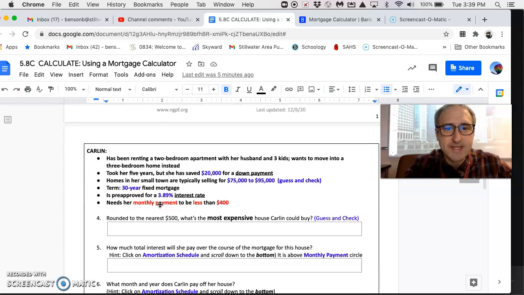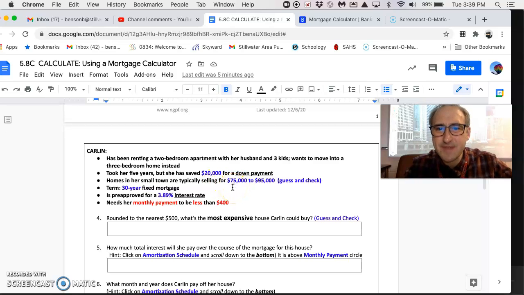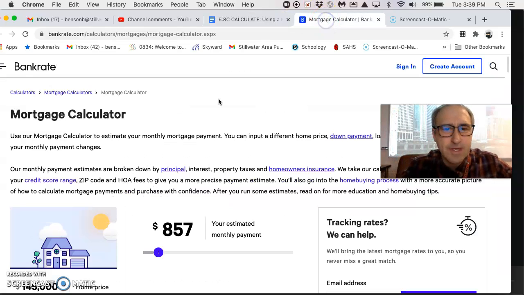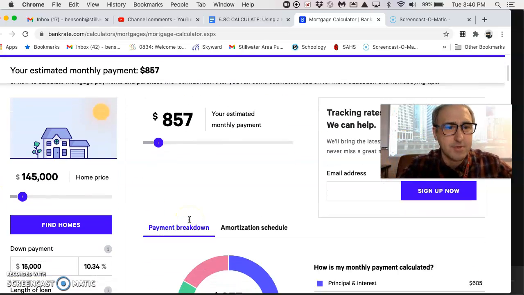When we go to the second scenario, again, there's information highlighted, but then there's this part here for Carlin that houses are selling in the area between $75,000 and $95,000. So we're going to have to do some guess and checking. And it even says that here, guess and check. What does guess and check mean? Well, again, these are my numbers. These are not the numbers for the problem.